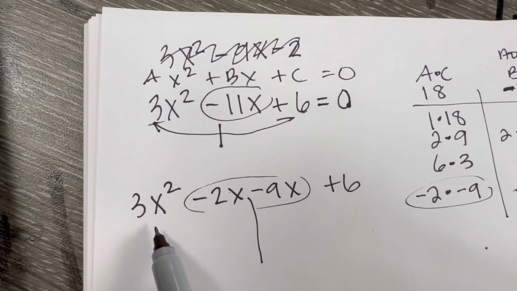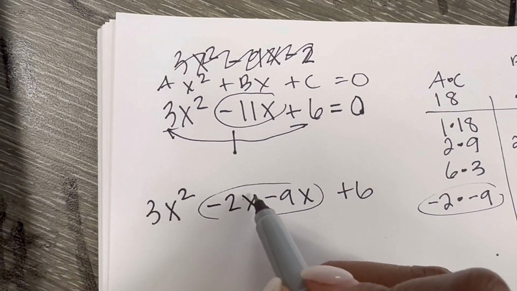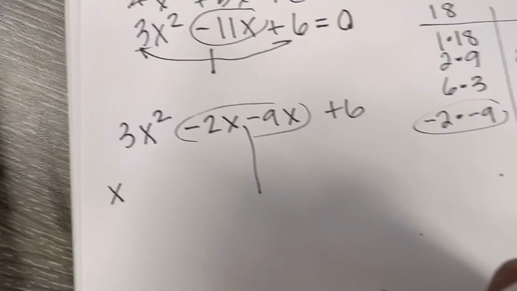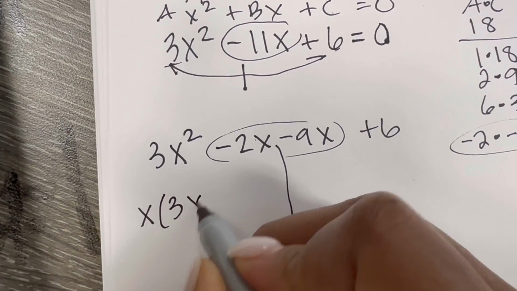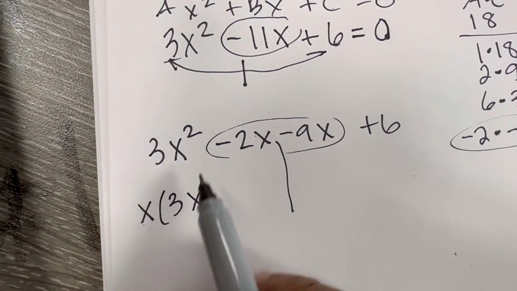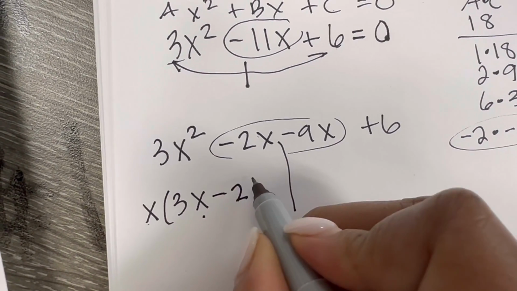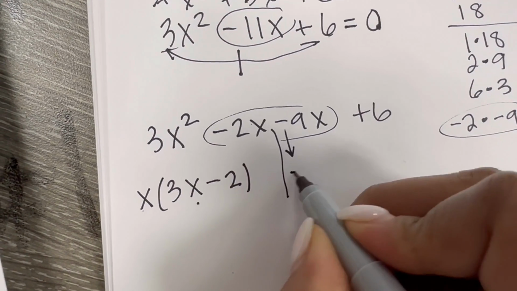What's common between a 3x squared and a negative 2x? We could take an x out. You're left with 3x because x times x is x squared. And then you're left with this negative 2. Okay, bring that negative down.